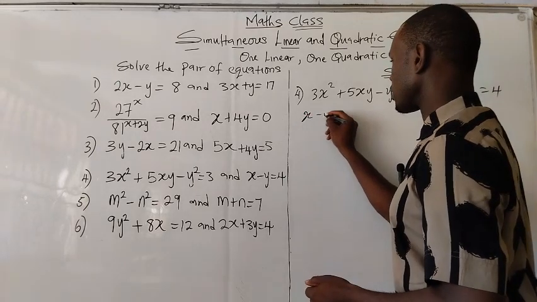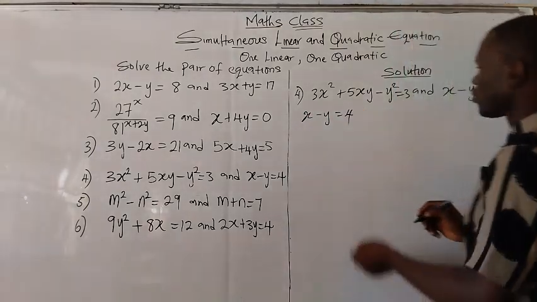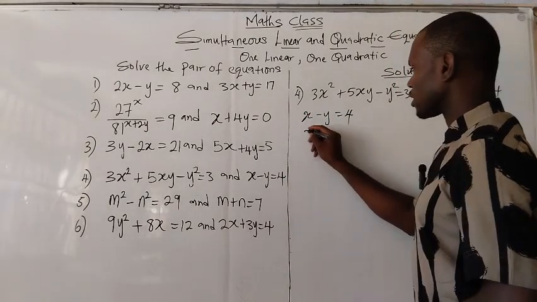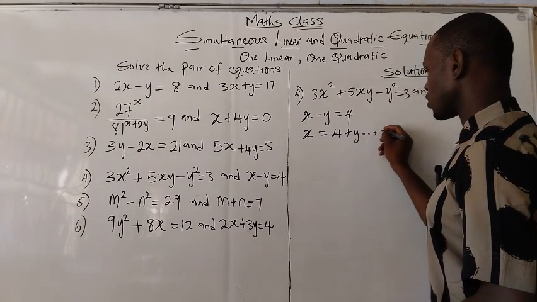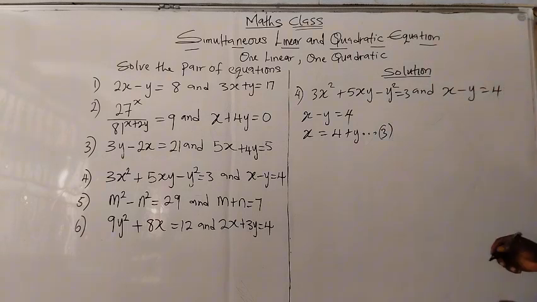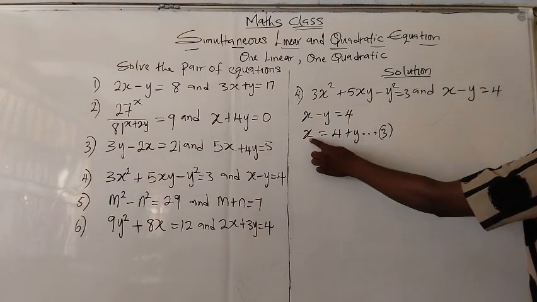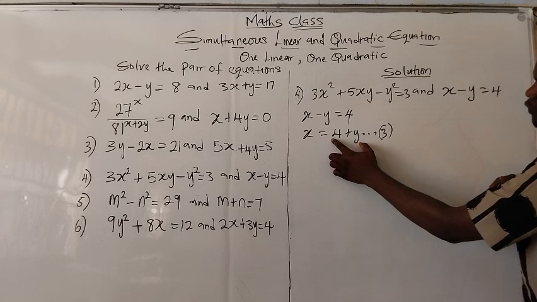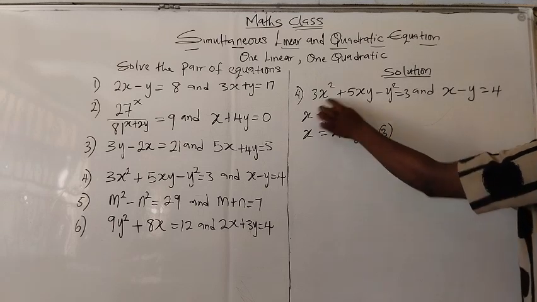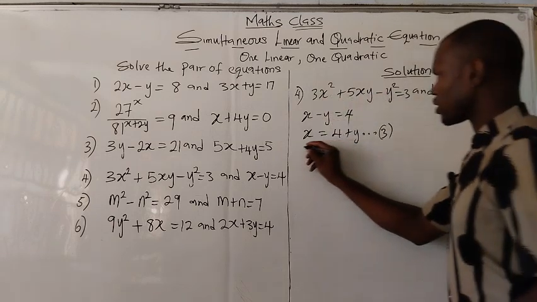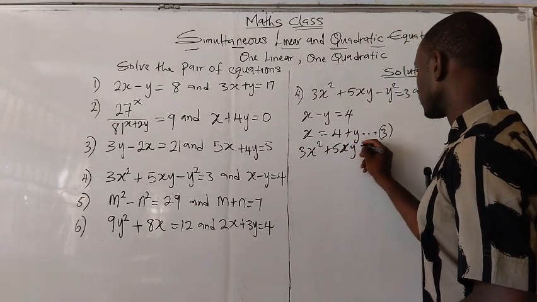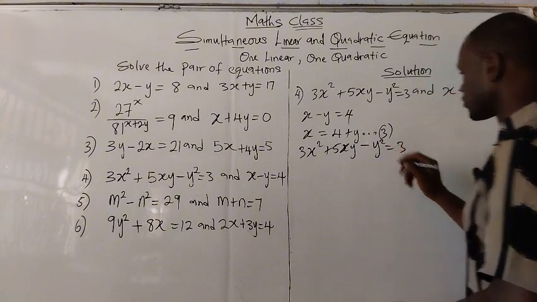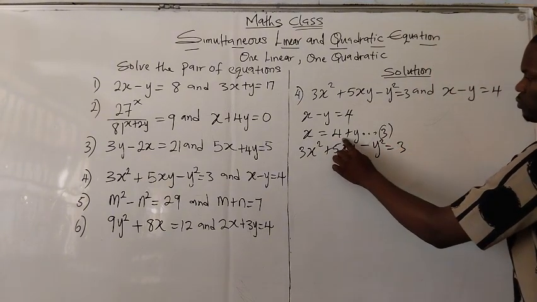So let's start with this. I have x minus y equal to 4. Make x the subject. That means I'll have x equal to 4 plus y. Call it equation 3. We'll be using it very soon. So having gotten x as 4 plus y, put 4 plus y for x in this quadratic equation. We have 3x squared plus 5xy minus y squared equal to 3. Anywhere you see x, put 4 plus y.